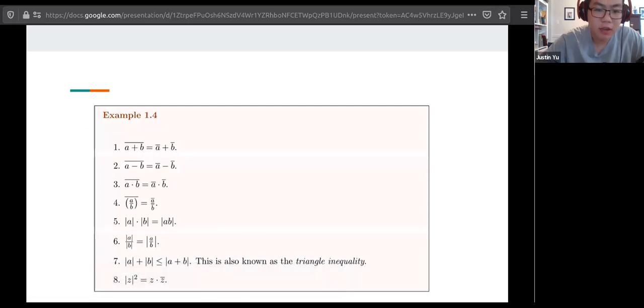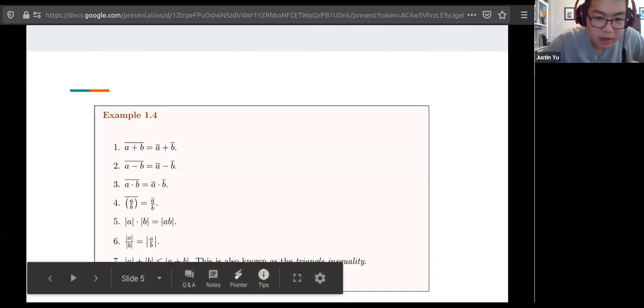Here are a lot of properties that these satisfy, and these look pretty straightforward. Because they're more or less straightforward, we're not going to really prove them here. But the most important one really is this number 8 on the bottom. Just notice that conjugation works nicely with the operations, and taking the magnitude works nicely with multiplication or division. Those are intuitions that we are going to continue to use later on.